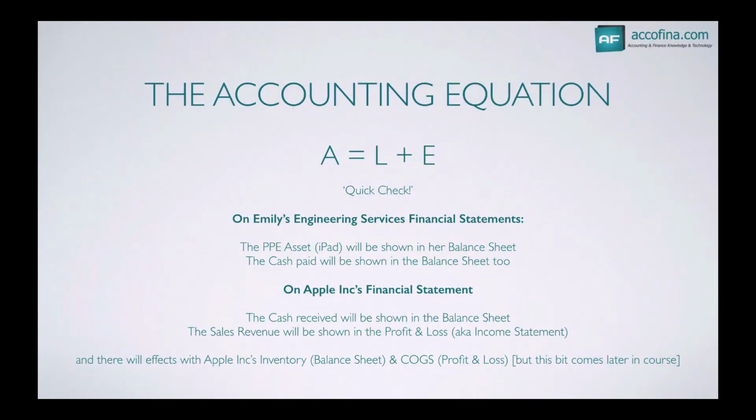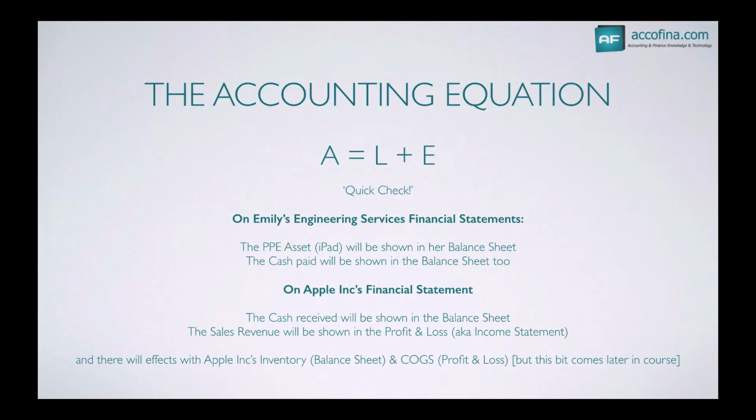Alright, so here's the conclusion to the quick check, or my answer to the quick check. On Emily's Engineering Services financial statements, there would be the PPE asset, which is the iPad, and that'll be shown in the balance sheet. The cash paid would also be shown in the balance sheet. It would be a reduction in cash in the balance sheet.